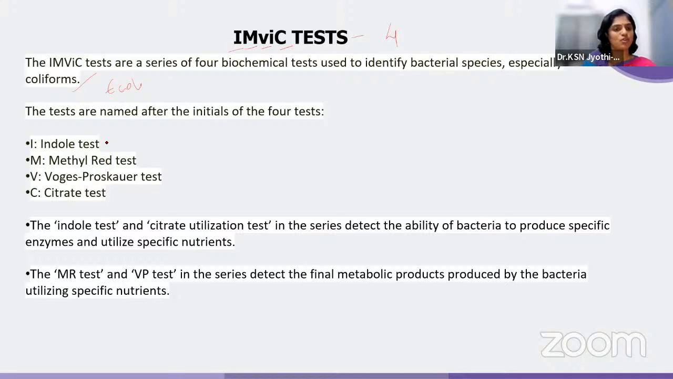So IMVIC stands for indole test, methyl red test, Voges-Proskauer test, and citrate test. In this, the indole test and citrate test will be able to detect the ability of bacteria to produce specific enzymes and utilize specific nutrients. Whereas the methyl red test and the VP test will detect the final metabolic product produced by the bacteria, utilizing these specific nutrients that we are providing in the tests.